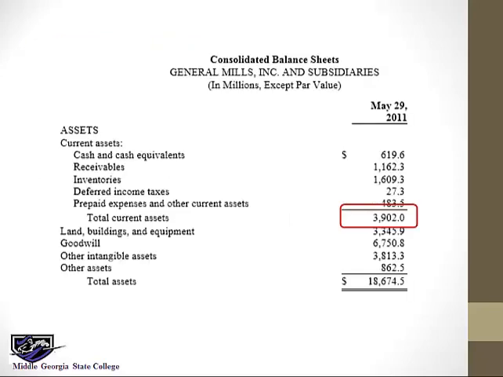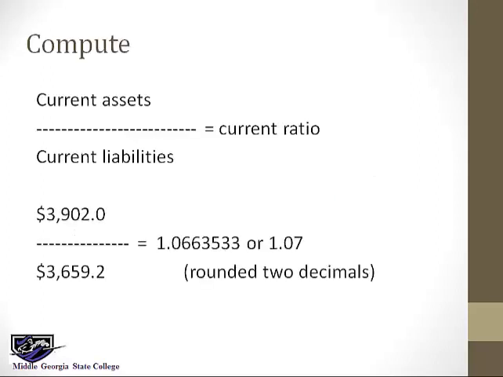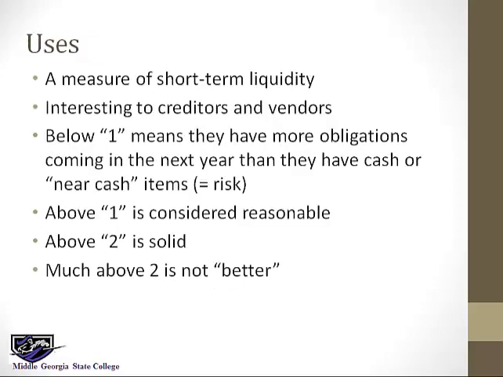So we're going to do it for General Mills for 2011. We're going to go get their balance sheet and look under assets and get their current assets. That's our numerator. Then we're going to go to their balance sheet, look under liabilities, and get their total current liabilities. And then we're going to compute the ratio by putting the current assets on top of the current liabilities, and we get 1.07. And now let's try to interpret what that means.